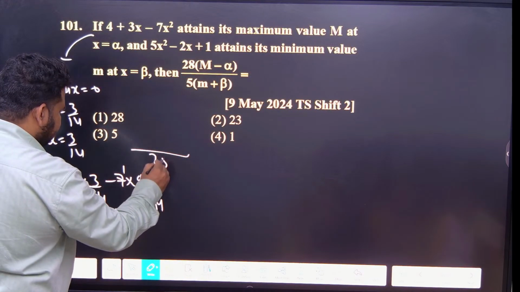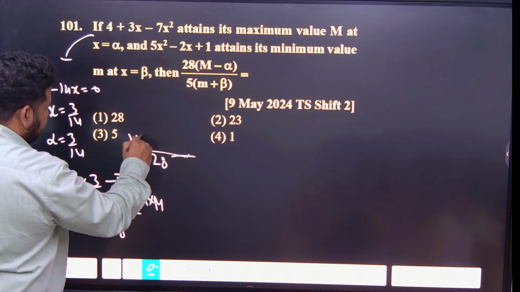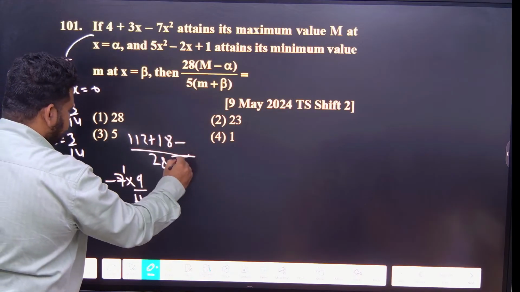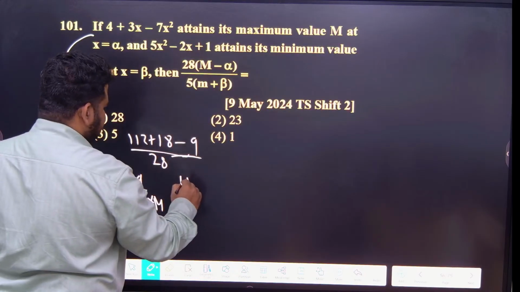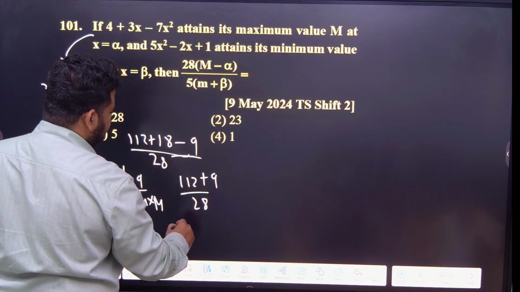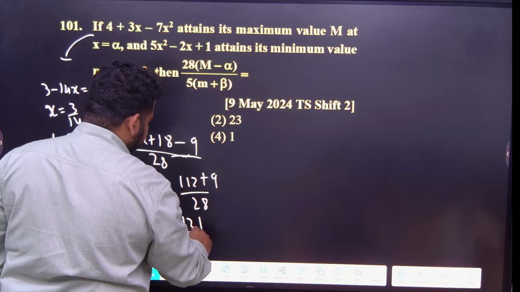LCM will be 28. So 28 into 4 is how much? 25 into 4 is 100, 3 4s are 12, 112. Okay, then it is what? 14 2s are 28, 9 2s are 18 minus 9. Okay, 112 plus what is it? 9 by 28. So this will be what? 121 by 28.